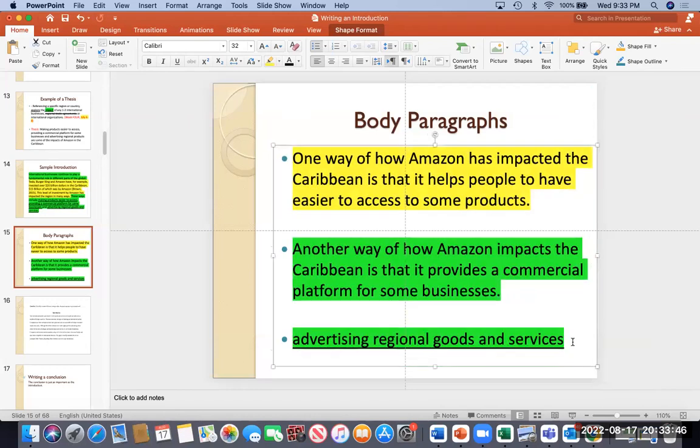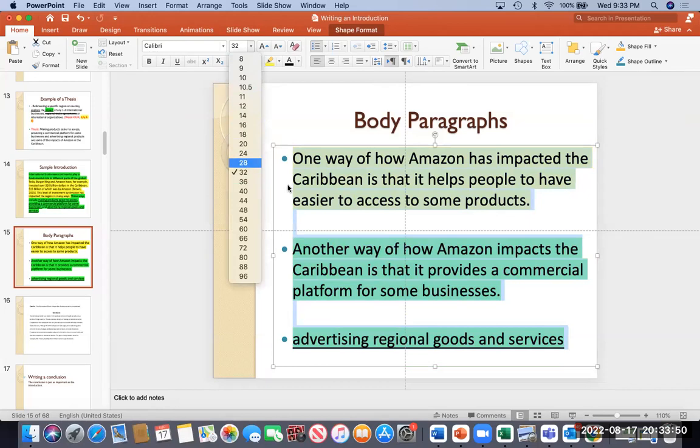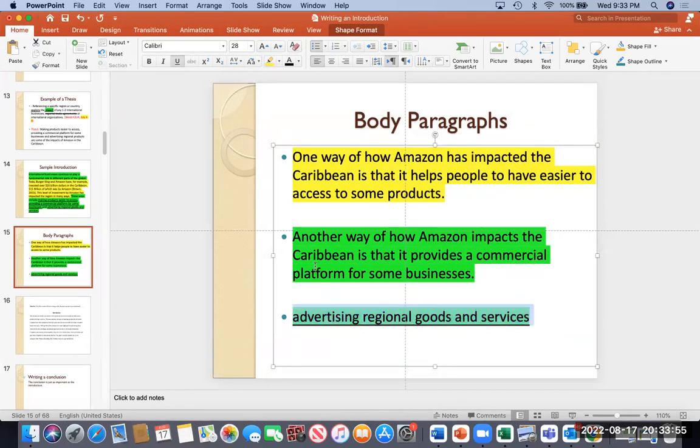So how would we phrase the last one? I think we need to reduce the size of the font. Let's make it 28. How would we phrase the last one? I am listening, guys. How would you phrase it? I hope time doesn't run out because I need to show you how to develop the body paragraph, how to write a reference list and all of that.